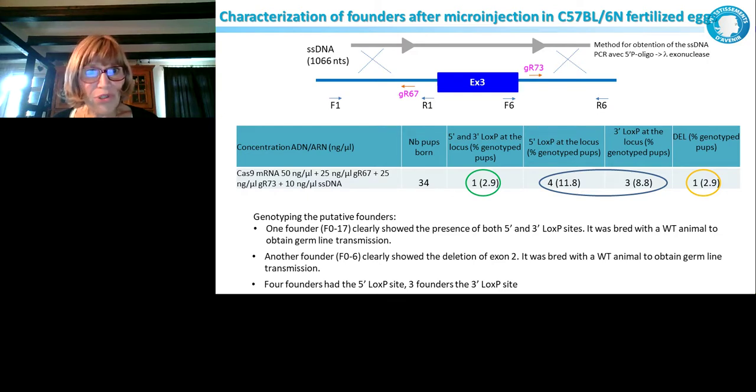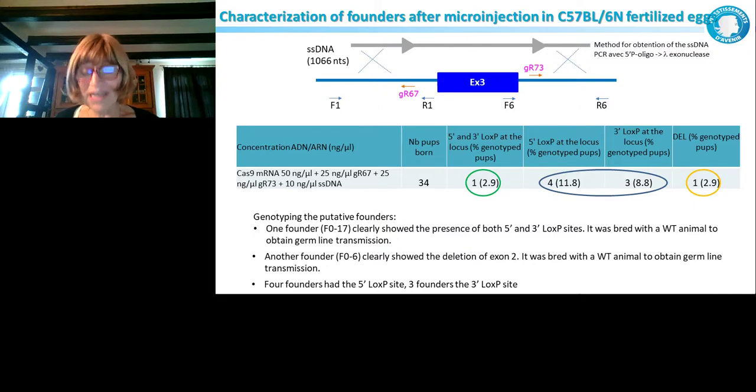First, on the top, the drawing of the scheme of the experiment we wanted. We used 2 guides that are called GR67 and GR73. And they were microinjected with single-stranded DNA and Cas9. And those are the numbers that we obtained. We obtained 34 pups, and we got 1 pup that had both LoxP sites. That was done by performing a PCR from inside to outside of the construct, so we were sure it was at the locus. We also obtained 1 founder, 1 animal, that had a nice deletion.